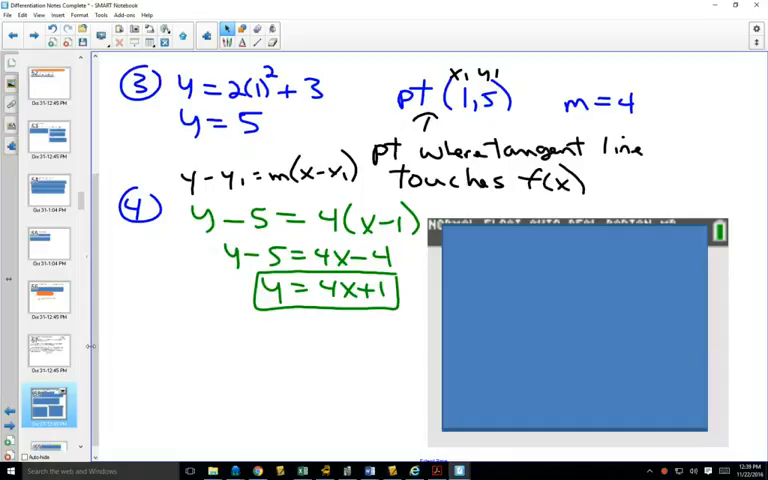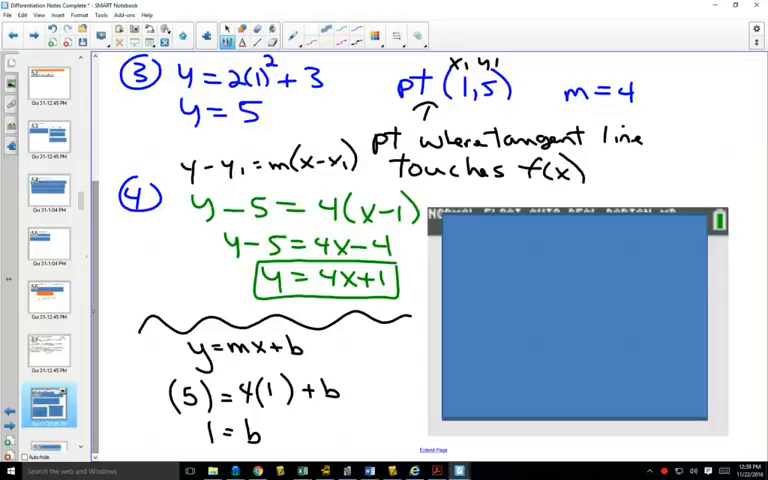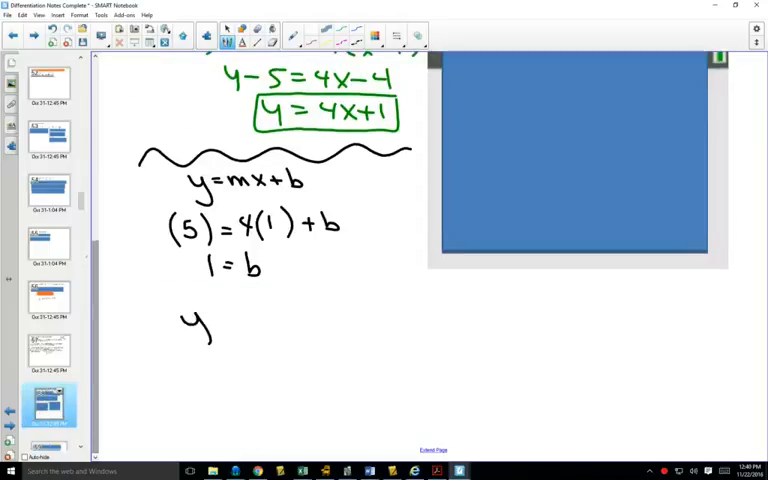If you would rather use y equals mx plus b, we know that our slope is 4. We can plug in our point, when x is 1, y is 5, and use that to solve for b. Subtract 4 on both sides, and you get b equals 1. Working that way, now we can write our equation.